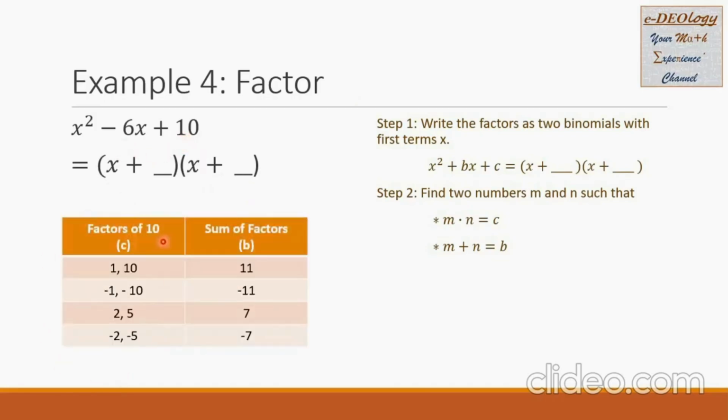So on this column, the factors of 10 are 1 and 10, negative 1 and negative 10, 2 and 5, negative 2 and negative 5. In this column, we're going to add each pair of factors. 1 plus 10 is 11. Negative 1 plus negative 10 is negative 11. 2 plus 5 is 7. Negative 2 plus negative 5 equals negative 7.